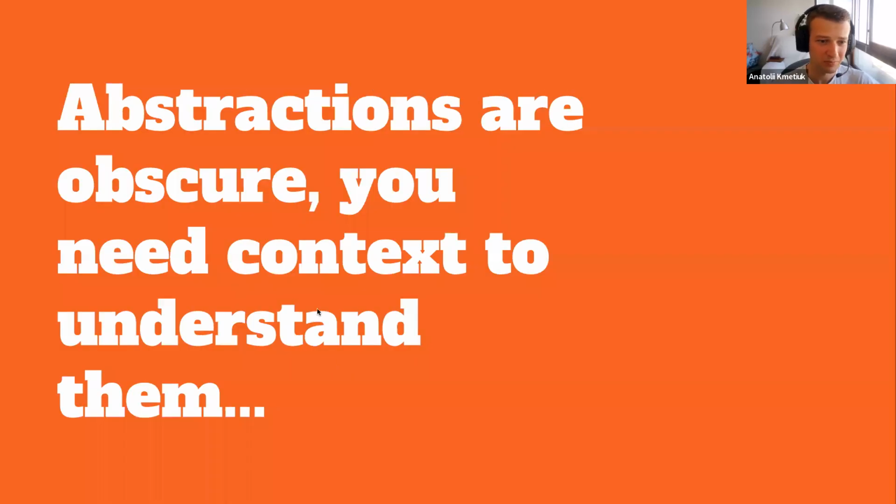So the lesson I learned from these attempts is that abstractions are obscure, and you need context to understand them. And abstractions are what programming is all about, what the Dotty compiler is all about. If you're dealing with an issue, you need some context of where the issue happens, of how things are supposed to work, to understand whether or not a particular piece of code is doing the right thing.